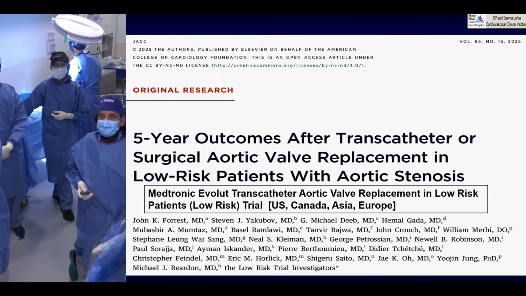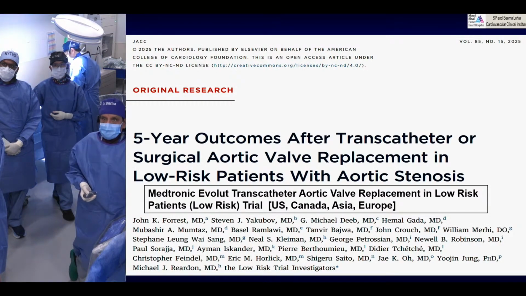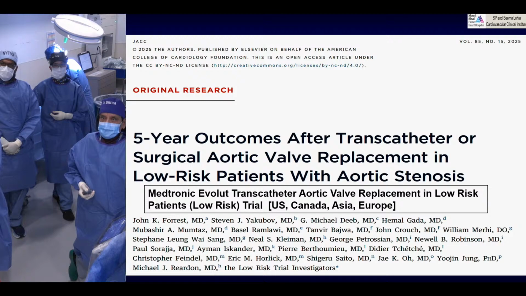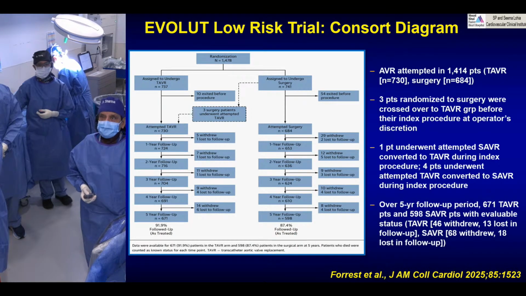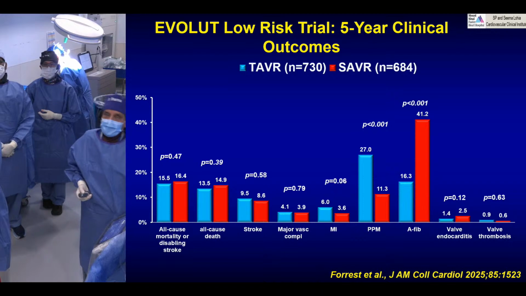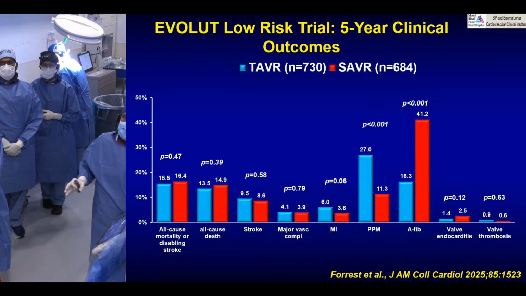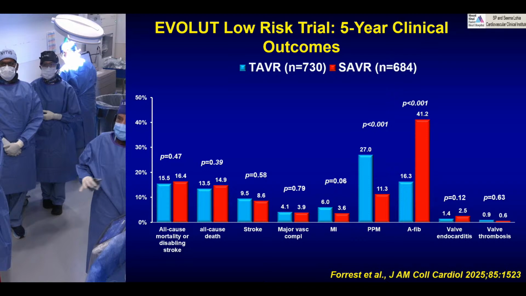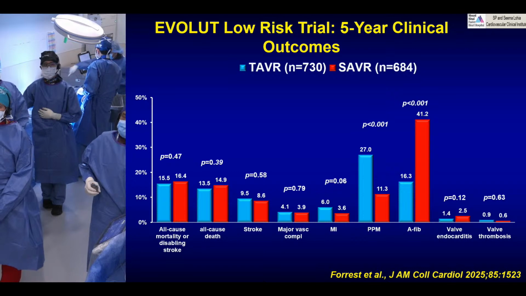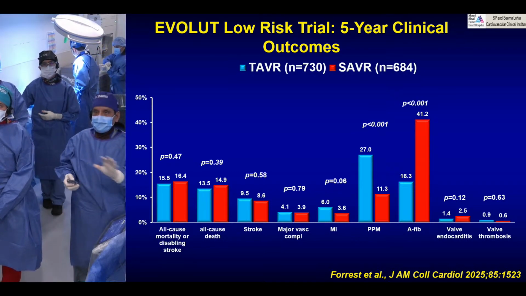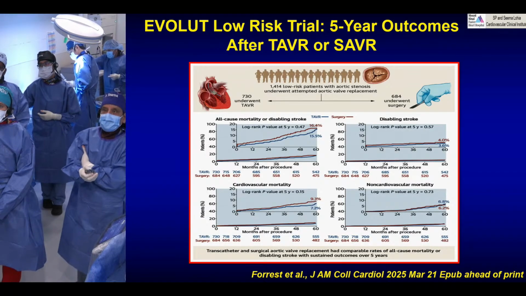We have Evolut, which we showed a few months ago also. 5-year outcome of the low risk TAVR. Now it has been published in the JACC. As you can see here, patients are followed and basically showed the identical outcome at 5 years. You can see valve endocarditis, valve thrombosis, all good. Negative, AFib, higher in the surgery, pacemaker, higher in the TAVR. Otherwise, exactly identical outcomes as shown here.